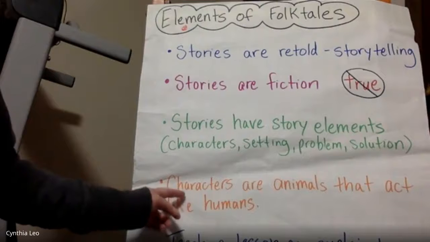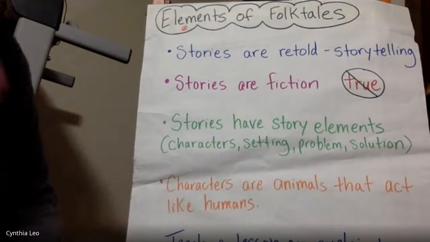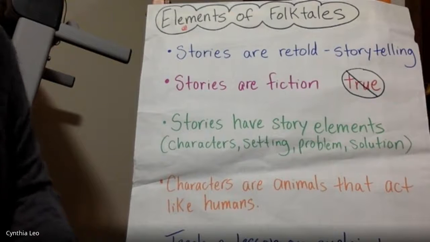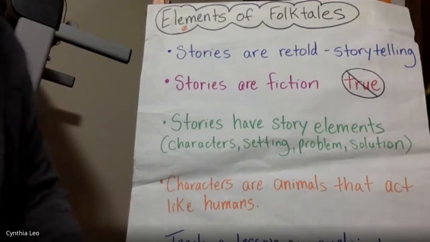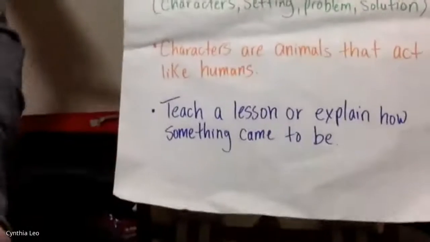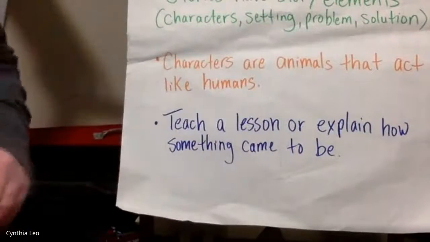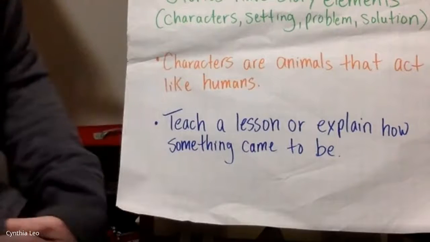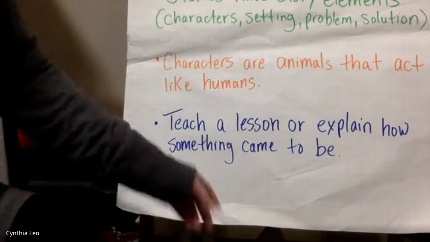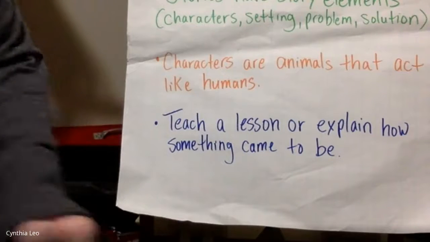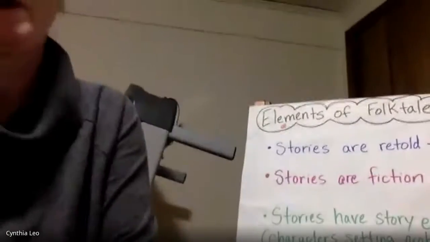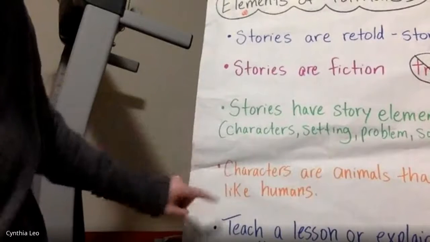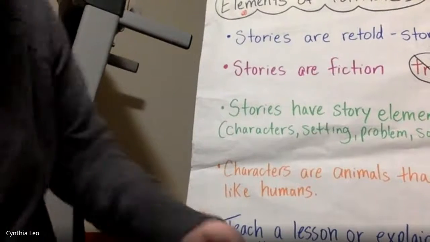The next thing we're going to look at is the characters are animals that act like humans. So, in a lot of the stories we're going to be reading, you're going to see that they are animals and they speak or they do things like humans. And the last one down at the bottom is teach a lesson or explain how something came to be. So, a lot of fables will either teach you something you'll learn from the story, or it'll explain how something happened to come about. Okay, so those three things are what we're going to be focusing on. They have the story elements, animals that act like humans, and teaching a lesson.